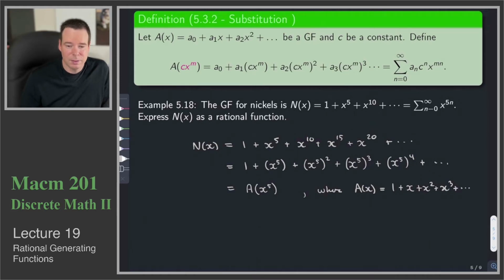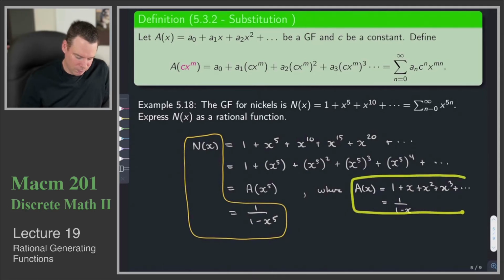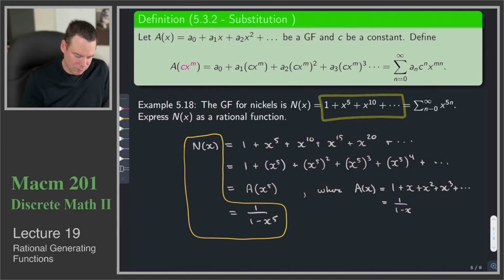So it looks like this n of x generating function can just be obtained from a by plugging x to the 5 in. And that's nice because we have a nice compact form for a. It's 1 over 1 minus x. So a of x to the 5 is 1 over 1 minus x to the 5. And so there's a nice compact form for n of x. And we got it by using one of our known generating functions and its compact form and substitution. We plugged in an x to the 5 into that known expression to get the generating function 1 plus x to the 5 plus x to the 10 and so on, and its closed compact form.